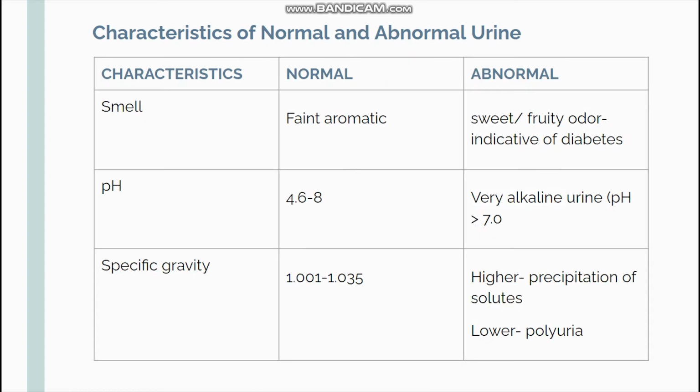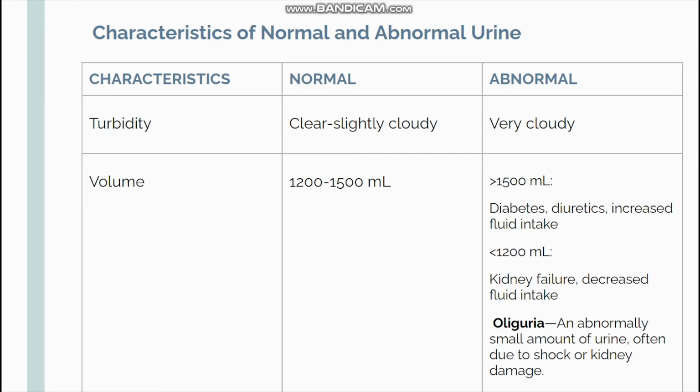The normal finding for the smell of urine is faint aromatic. Abnormal finding is a sweet or fruity odor, indicative of diabetes. pH is 4.6 to 8. Abnormal finding, very alkaline urine. Specific gravity, 1.001 to 1.035. Abnormal finding, if it is higher, precipitation of solutes. If it's lower, polyuria. Turbidity, normally it is clear or slightly cloudy. Abnormal finding is very cloudy.